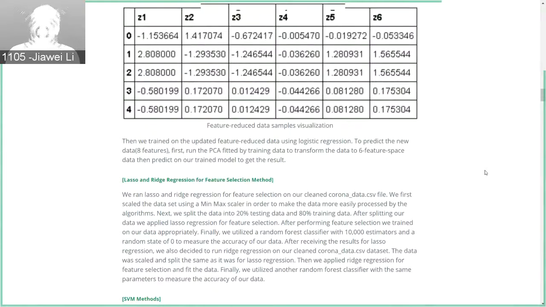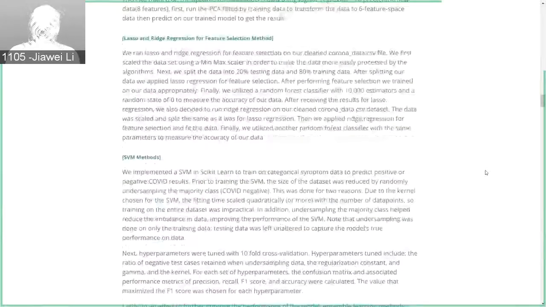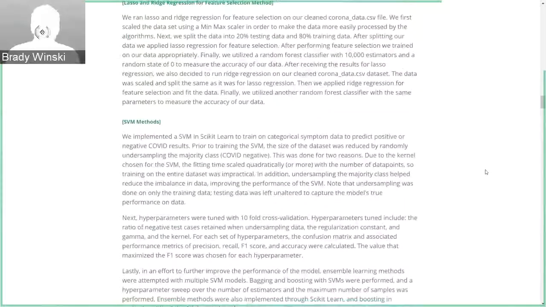In addition to running PCA on our dataset, we also experimented with feature selection utilizing ridge and lasso regression. We used a min-max scaler to make the data more easily processed, split our data, and applied lasso regression for feature selection. We then tested the accuracy of our data using a random forest classifier. After that, we repeated the process using ridge regression for feature selection.